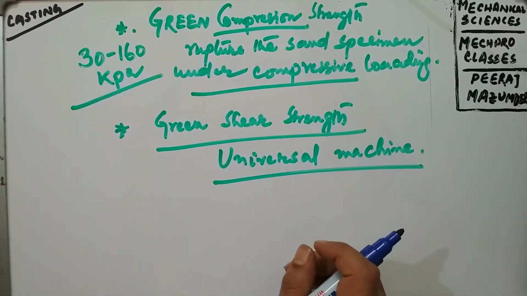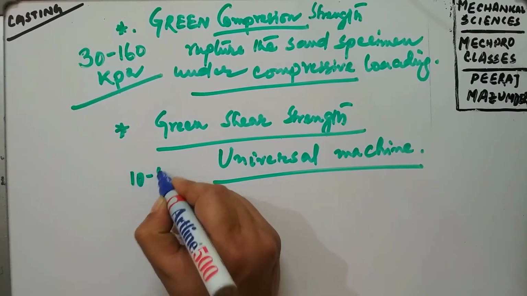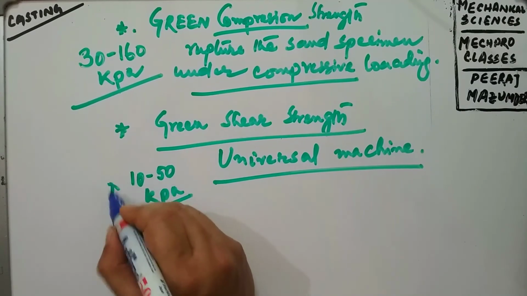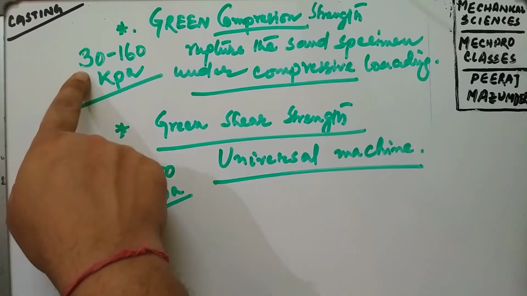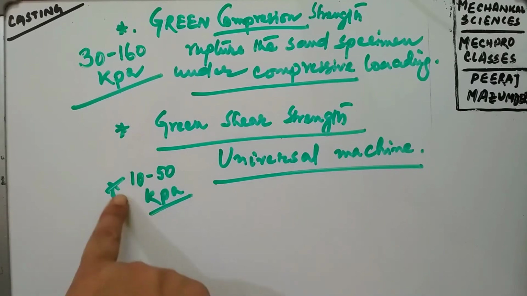Okay, and that is generally 10 to 50 kPa, you can write, kilopascal. So these two things you must take a note. This is very important. The range of the green compression strength for a sound mold varies from 30 to 160 kPa, and the green shear strength varies from 10 to 50 kPa.